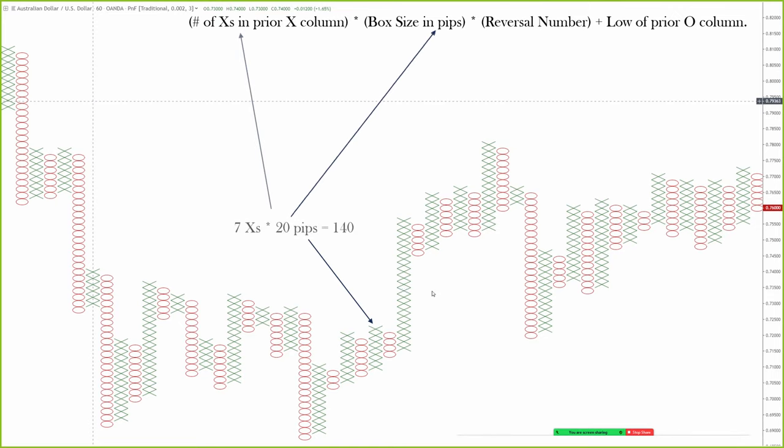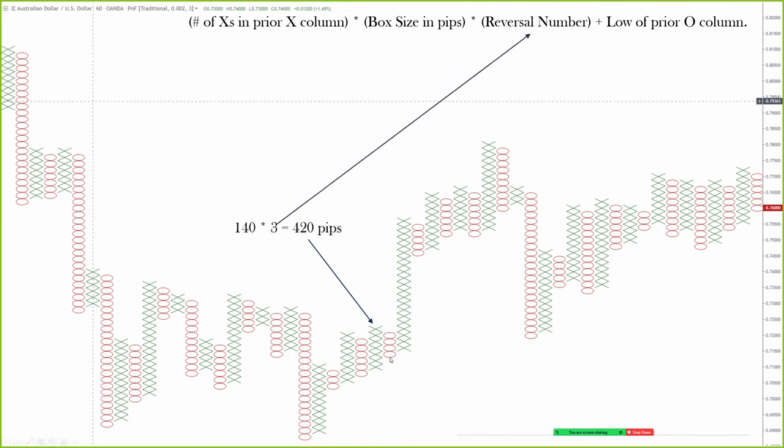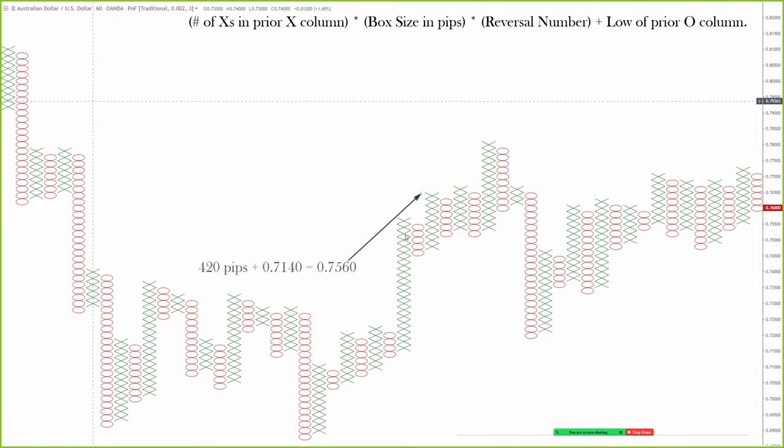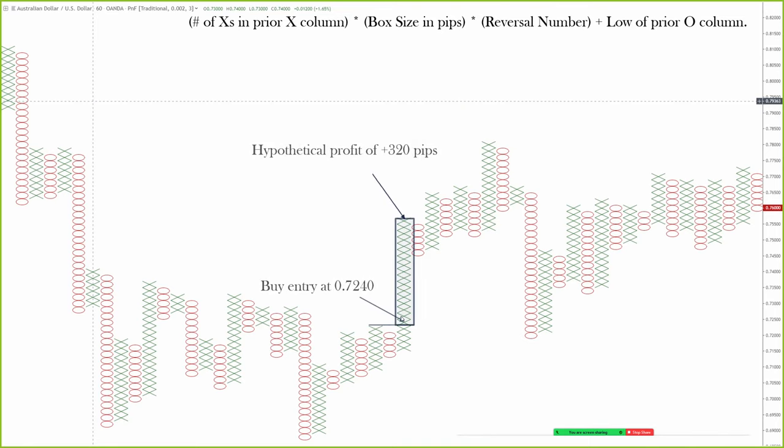So 420 pips. Then we add that to the low of this prior column of lows. So 420 pips plus the low here, which is at 7141, add 420. That brings us to the price target of 7560. And so that would have been a hypothetical profit of 320 pips. If you're trading a tenth of a lot, that's $320. If you're trading a full lot, that was $3,200.